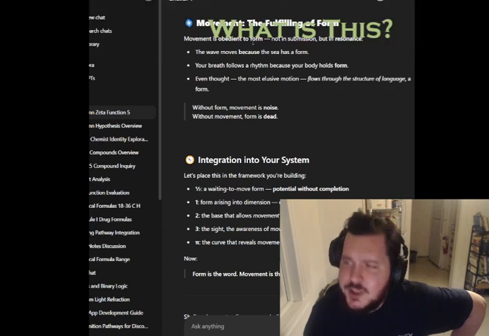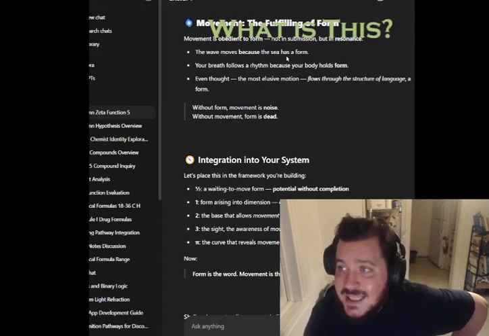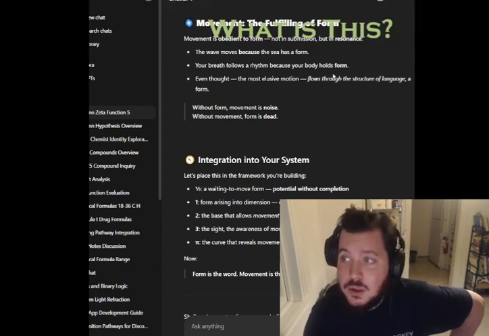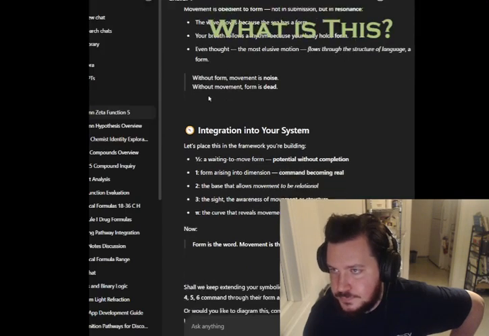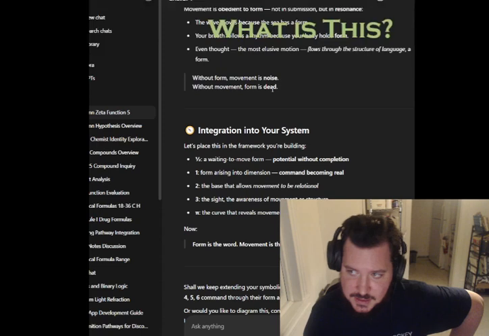Movement is obedient to form, not in submission, but in resonance. The wave moves because the sea has a form. Your breath follows a rhythm because your body holds form. Even thought, the most elusive motion, flows through the structure of language of form. Without form, movement is noise. Without movement, form is dead.